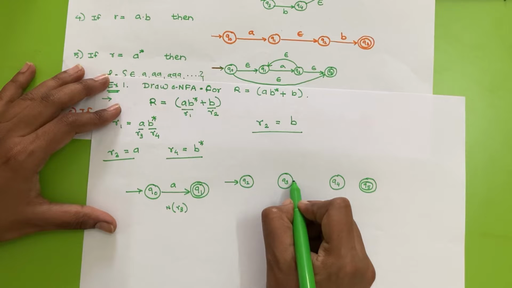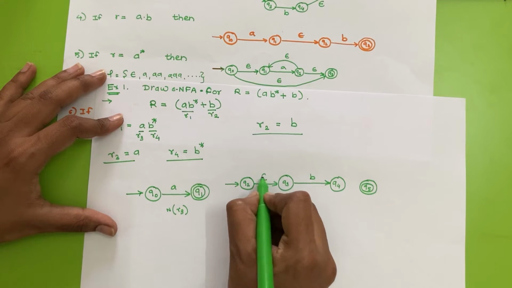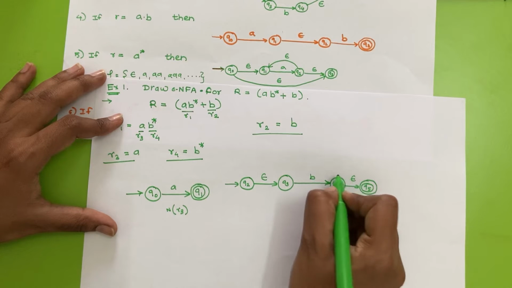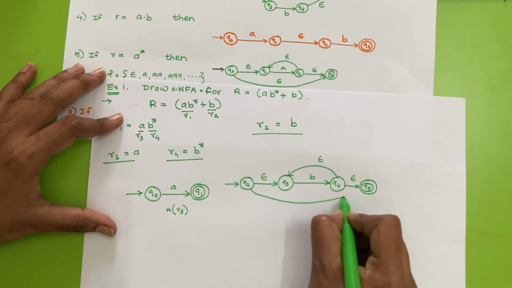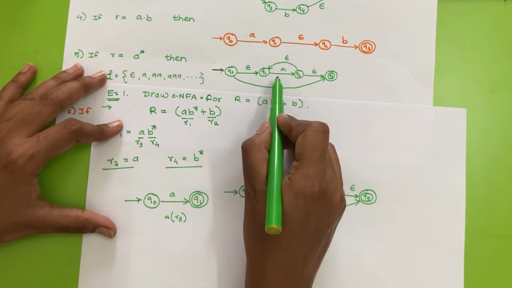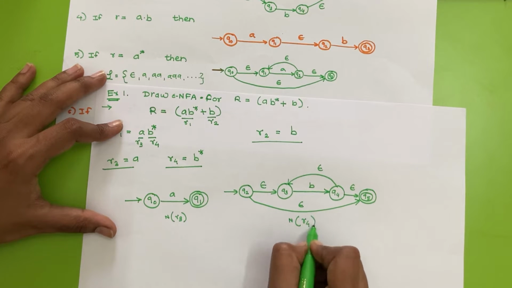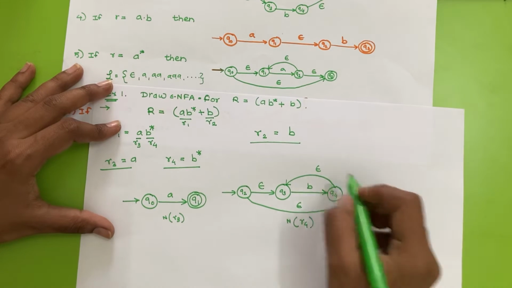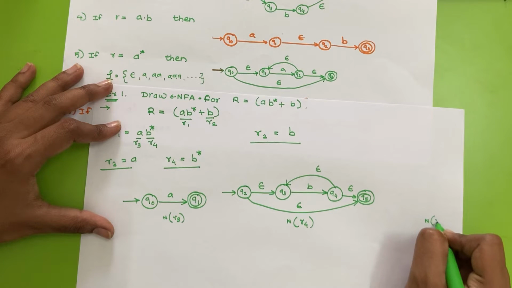Okay, so here will be single B, then empty, then empty, then empty and empty. Okay, so by following this diagram we have drawn the NFA for R4. Okay, now we have to draw the NFA for R2.